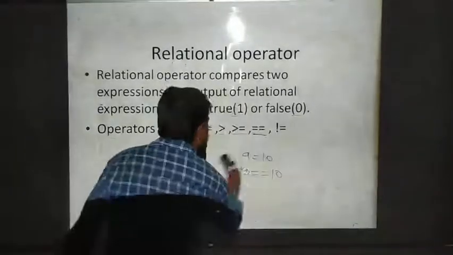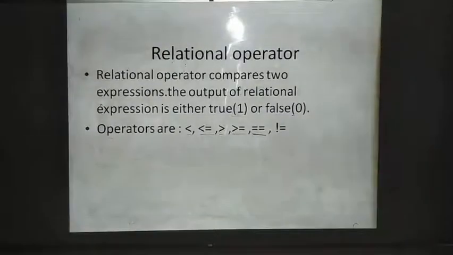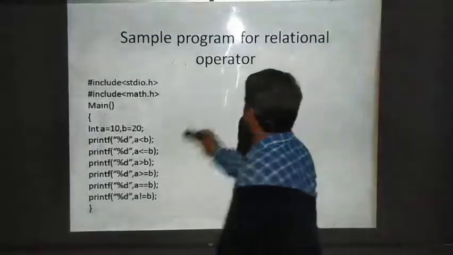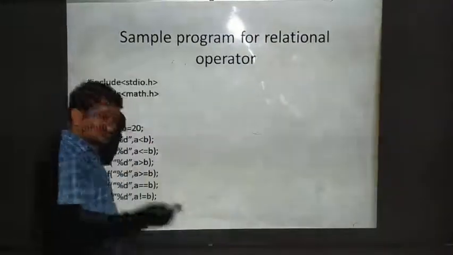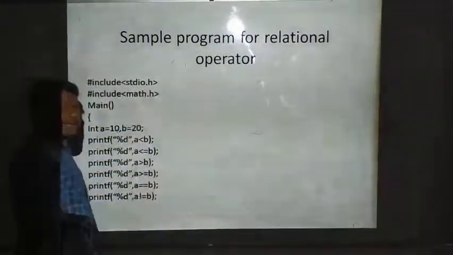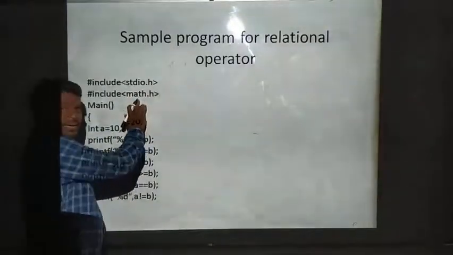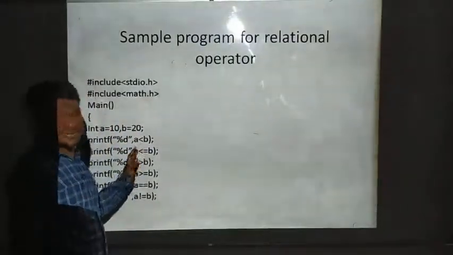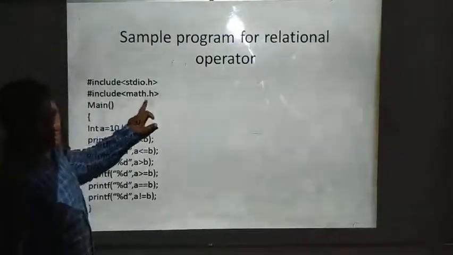Now, let us see a sample program for relational operators, then you will understand very clearly. Same as before, what is the rule for programming? Add the header file stdio.h, this is a must. This is also a must. Why? Because we are having some mathematical calculations, so we will add the header file math.h.